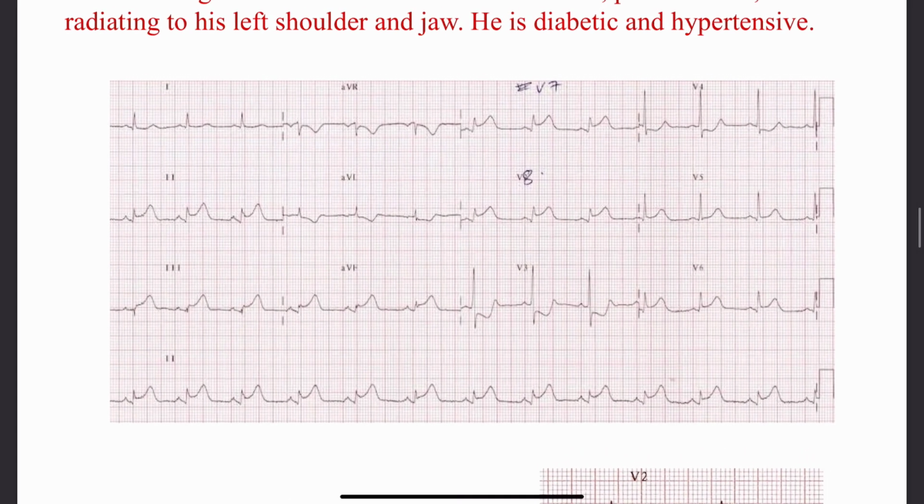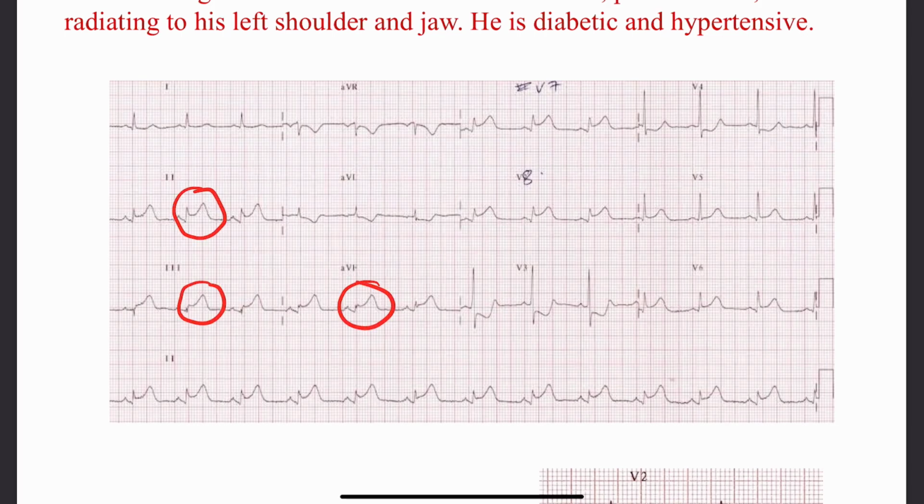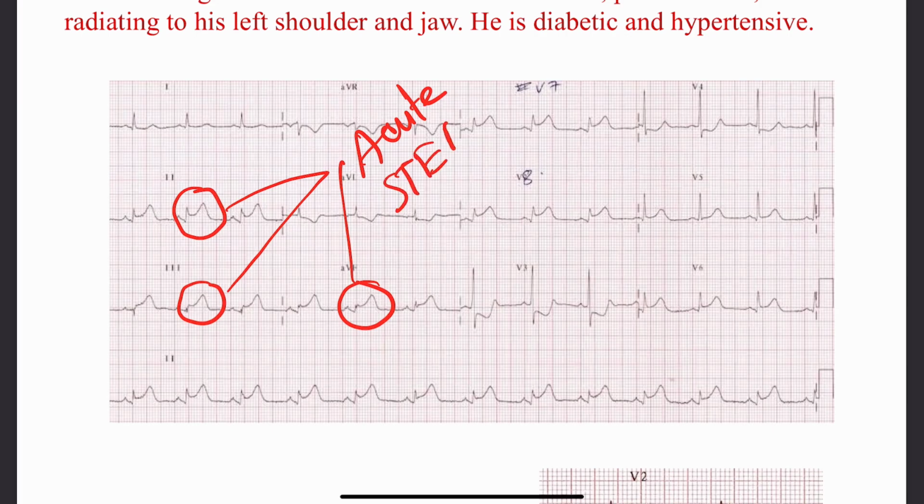So what do you get from that ECG? You see there is ST elevation in lead 2, lead 3 and AVF. So your primary diagnosis is acute ST-elevated myocardial infarction in the inferior surface. So today we'll discuss the complications of acute ST-elevated MI inferior. But before discussing the complications, let's see what happened in acute ST-elevated MI inferior.